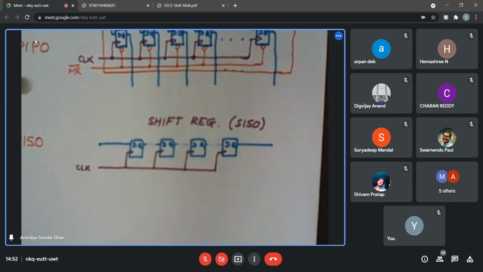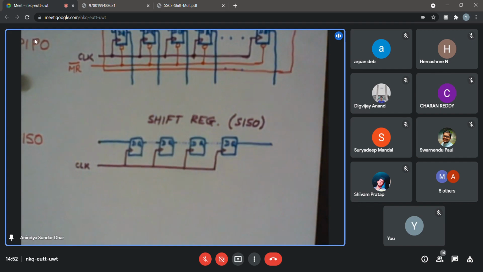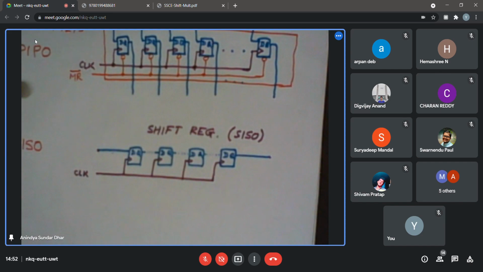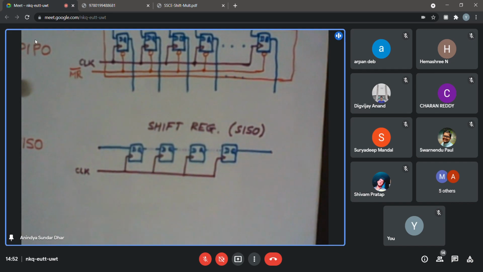I think your friend has asked me to explain this shift register mechanism. So suppose there is no need to have a clear as such, but if I assume that it is clear, or is there something coming on the chat? Let me read the chat once. I think it's the same thing. He's asking, please explain how it is shifting.